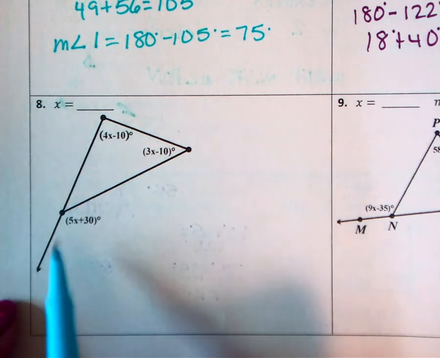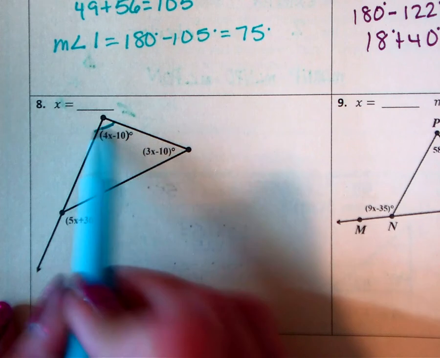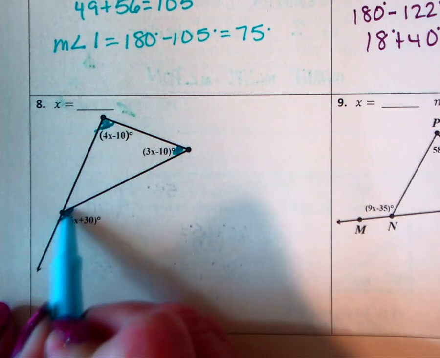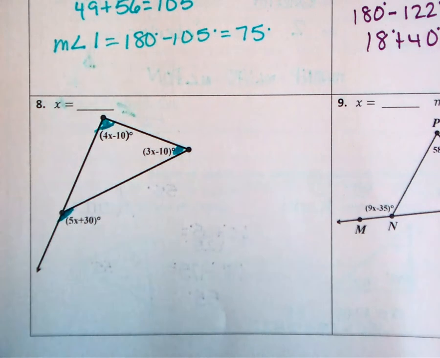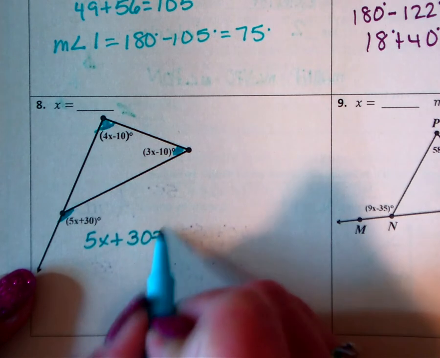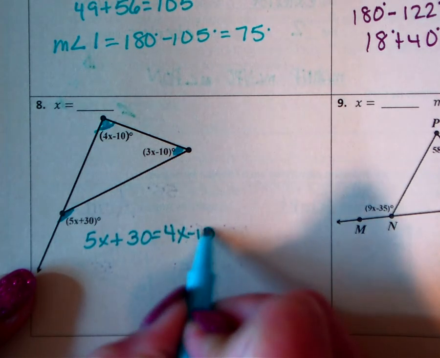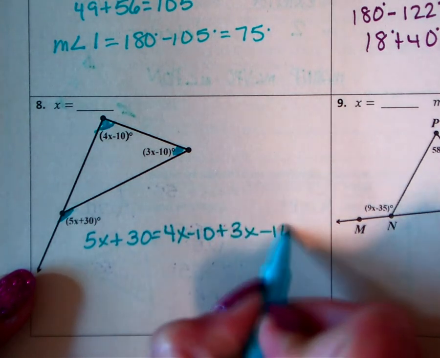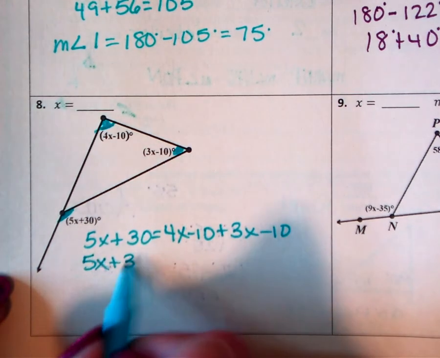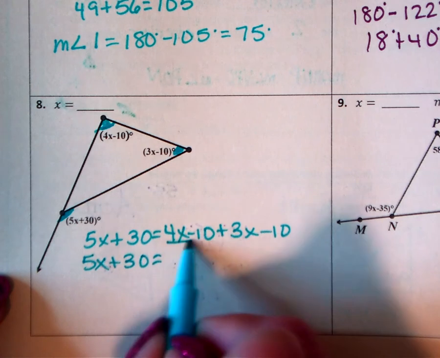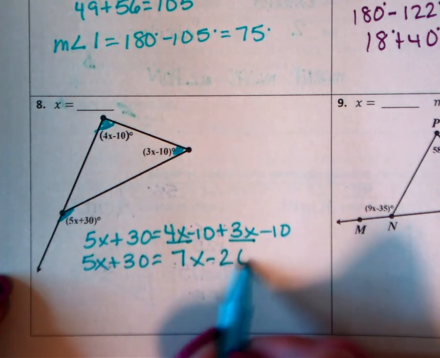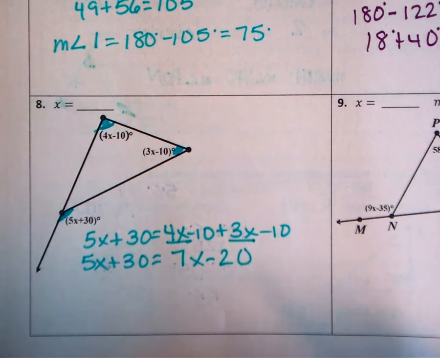So instead, let's use that the non-adjacent interior angles, so these two angles, are equal to this one here. So I can say 5x plus 30 is equal to 4x minus 10 plus 3x minus 10. And again, you know me probably by now that I like to simplify before I go to solve. So 4x and 3x is 7x, a negative 10 and negative 10 is negative 20.